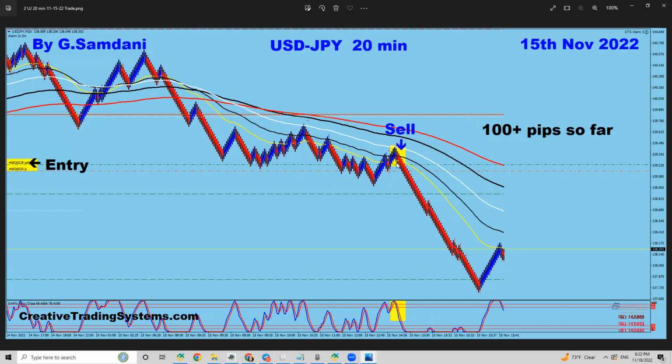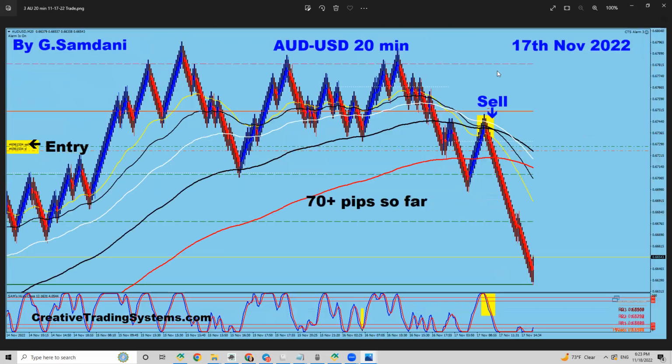And then again, since the scenario was the same, short, this pair is supposed to go down, and I got another entry. This indicator all the way up, coming down, blue candles turn red, and I open the trade again here for 100 pip. So the first entry, no loss, no gain. Second entry, 100 pip. On the 16th, again, nothing happened.